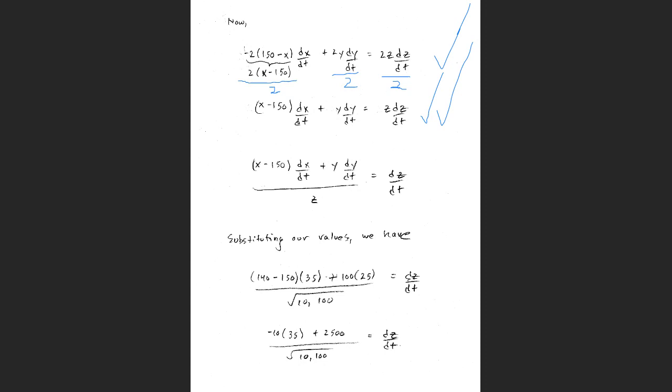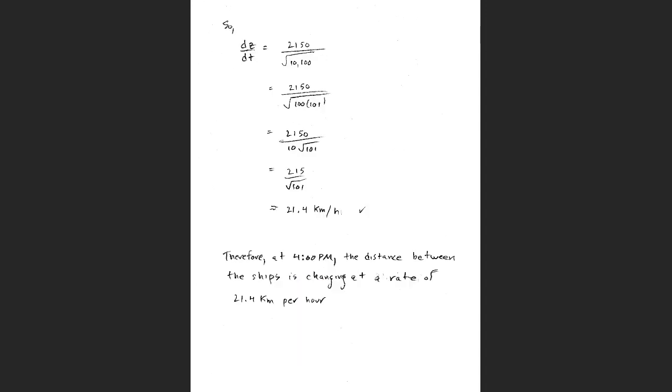All right, let's proceed. Now we have a value for dz/dt. I could type that in WebAssign, but why not try to simplify the answer? The numerator, which is negative 10 times 35 plus 2,500, equals 2,150. And I'm dividing that by the square root of 10,100.